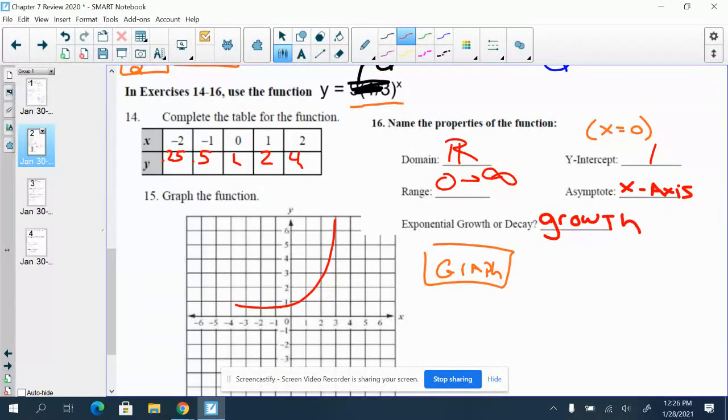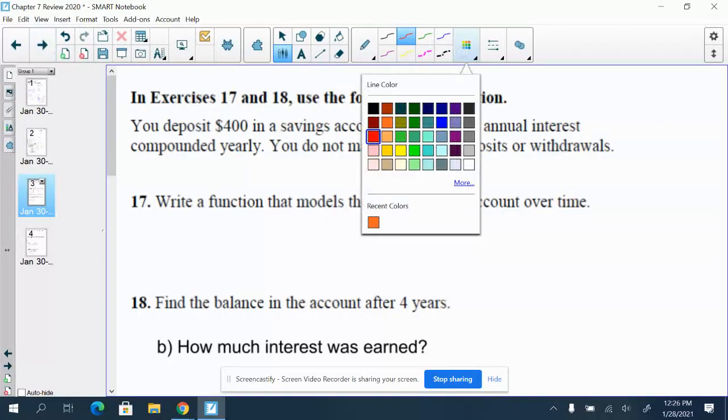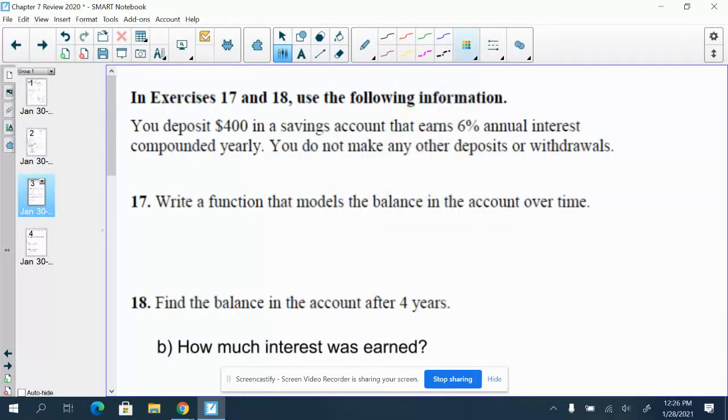Okay, so the next question here is an interest question. The interest question is very simple as long as you remember your formula, which is I equals P R T. This is your P. This is how much money you put in. That's the principal.